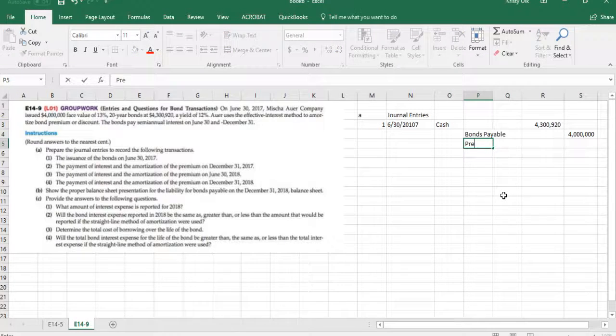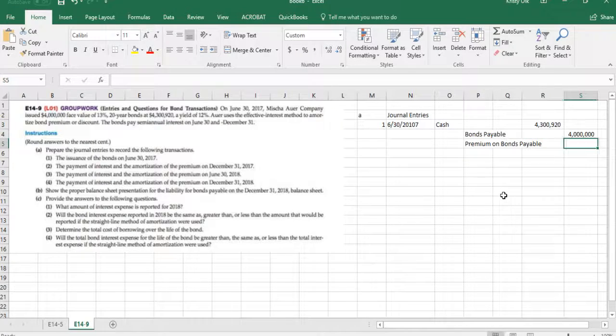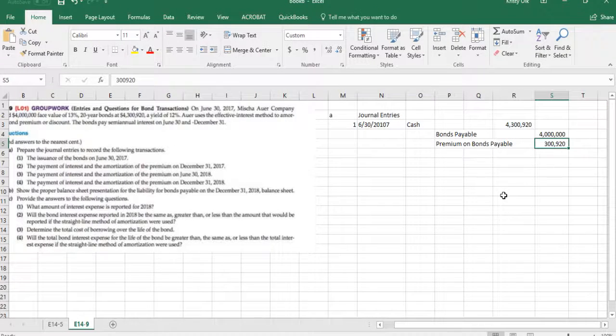Therefore, we have the adjunct account of premium on bonds payable. It will hold the effect of the $300,920 in excess proceeds we received, so that we can allocate that over the entire term of the loan, because we have the benefit of this over the entire term. This will, in effect, reduce our cost of borrowing as we go through those terms.